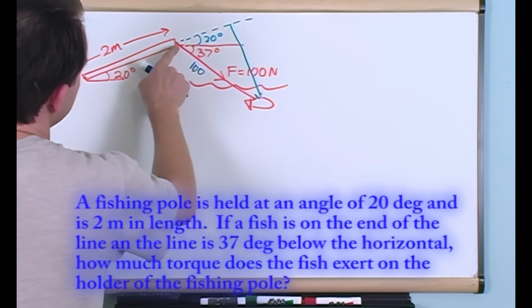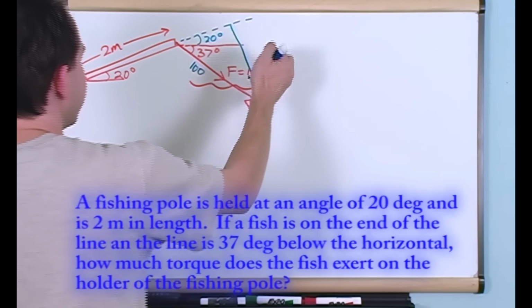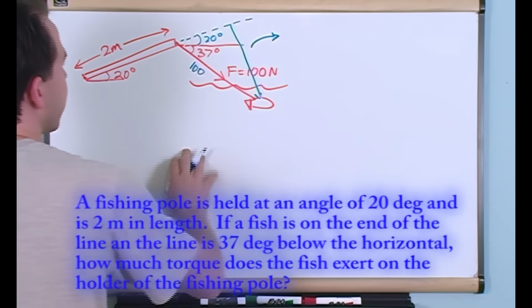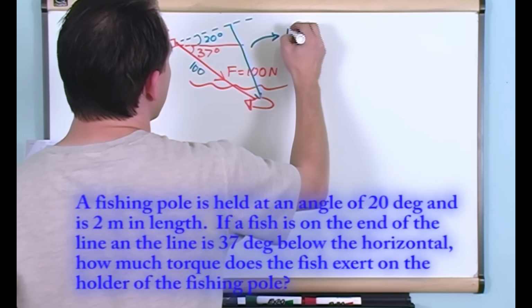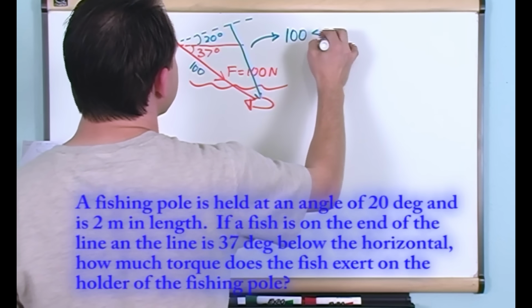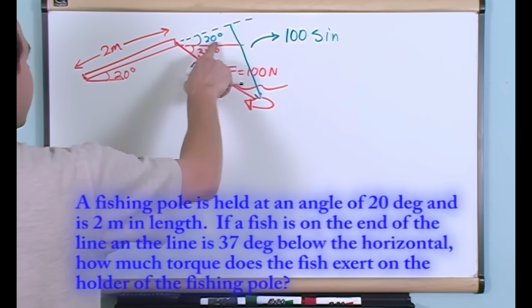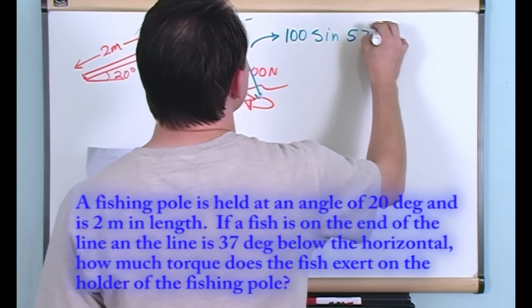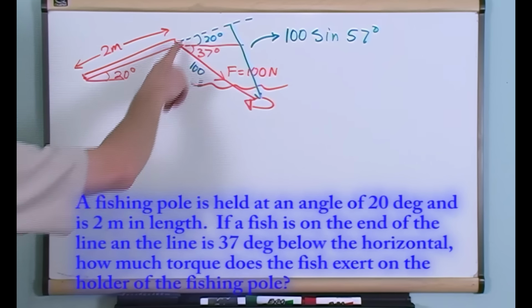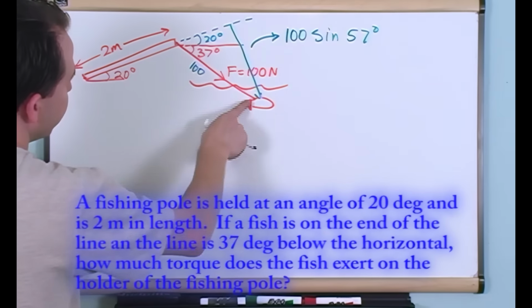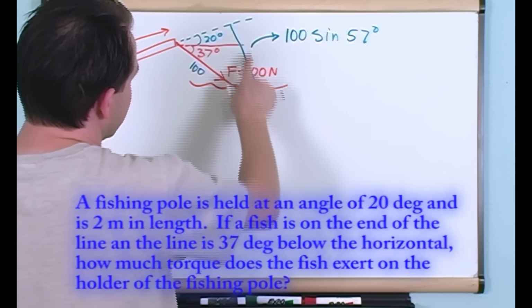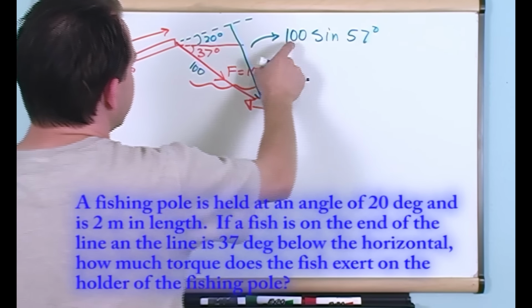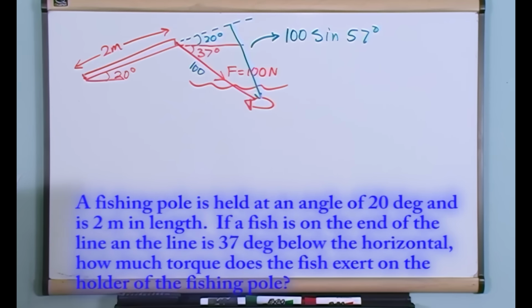I've drawn it here as well. This is the force along the line. What would this be here? The force here would be 100 newtons times the sine of this angle here, and this angle here is just 20 plus 37, which is 57 degrees. So I've got 57 degrees here, and I've got 100 newtons here, so the force here is obviously going to be less, and so you take the sine of 57 multiplied by 100, and that's going to give you that.